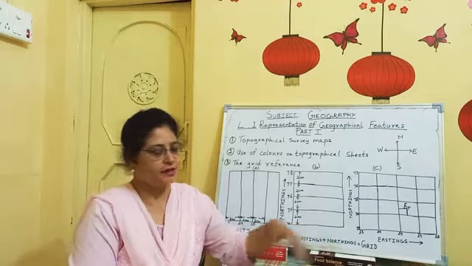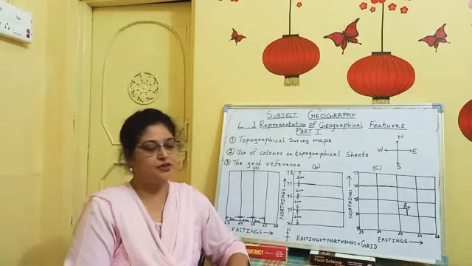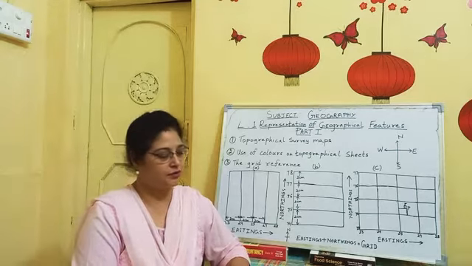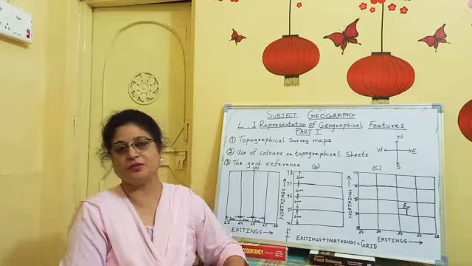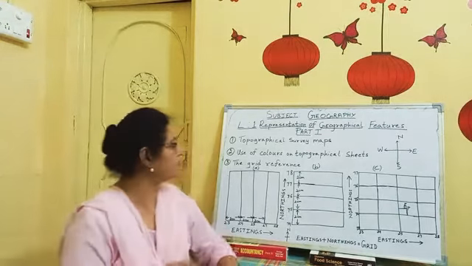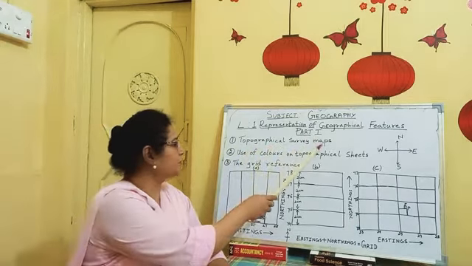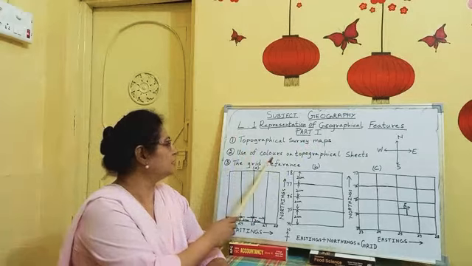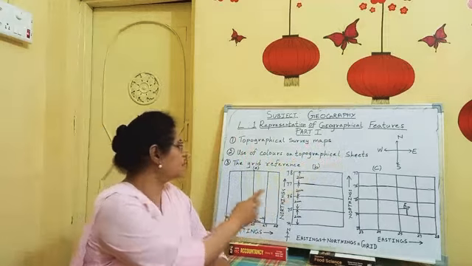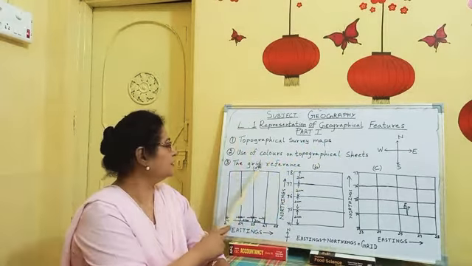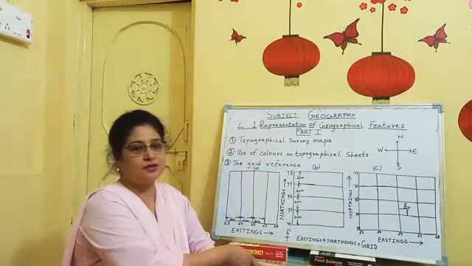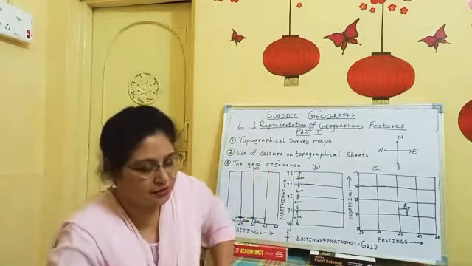The first lesson is representation of geographical features. So today, children, the topics we are going to cover in this lesson are: first, topographical survey maps; second, use of colors on topographical sheets; and third, the grid reference. So these are the three topics we'll learn about today.